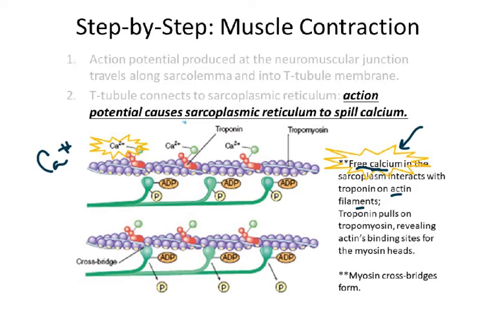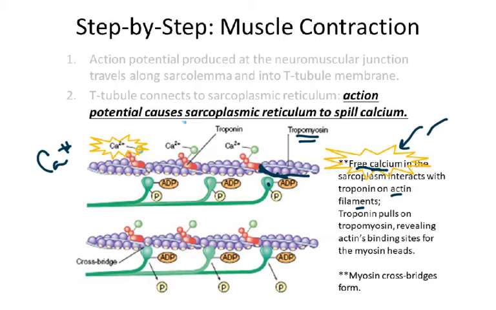Also remember that when there's no calcium, tropomyosin covers the binding sites on actin so that the myosin heads cannot bind it. These guys cannot touch each other. The tropomyosin's like, can't touch this, and the myosin can't touch it.